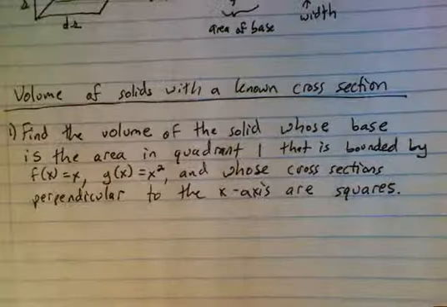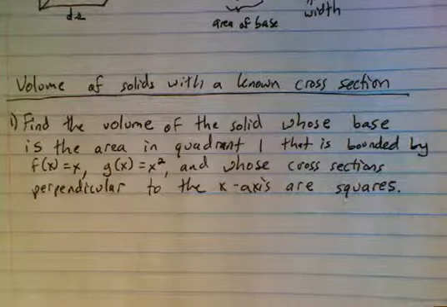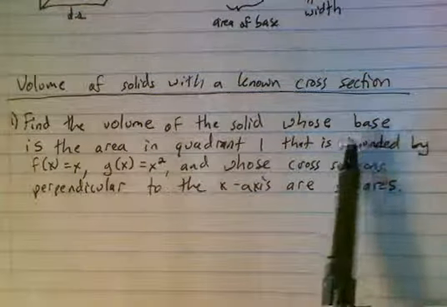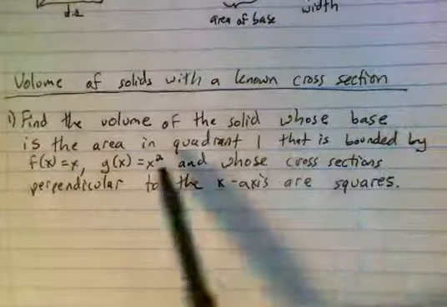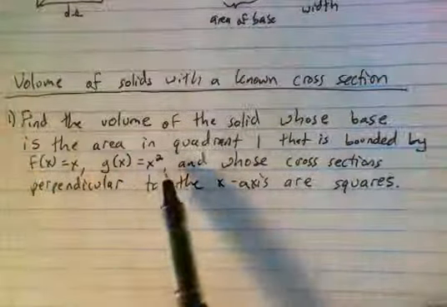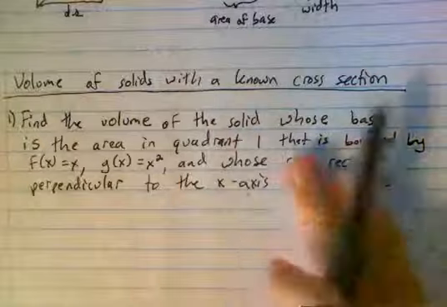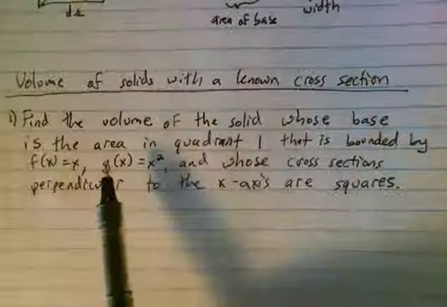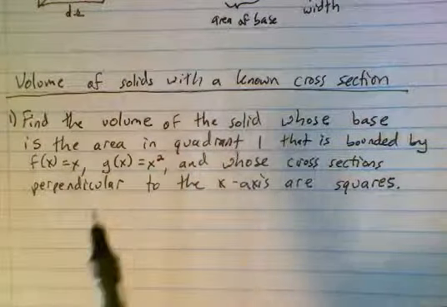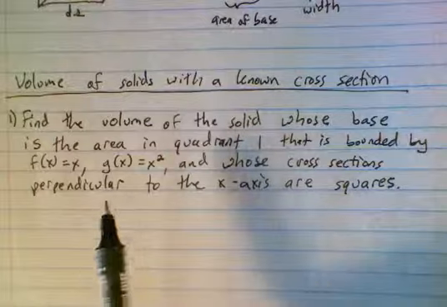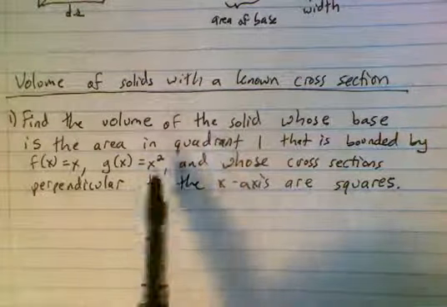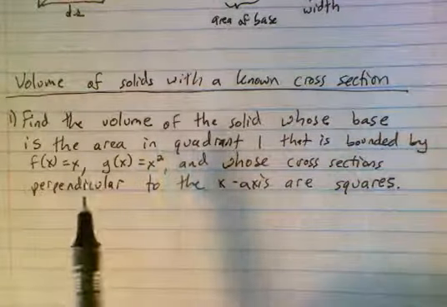So what this is doing is building off the work that we've done earlier in area, because notice that it's talking about a solid whose base is the area in quadrant 1. If we just look at this section right here, this is something that looks pretty familiar. So we're going to start off just by sketching this area just like we would have done before.